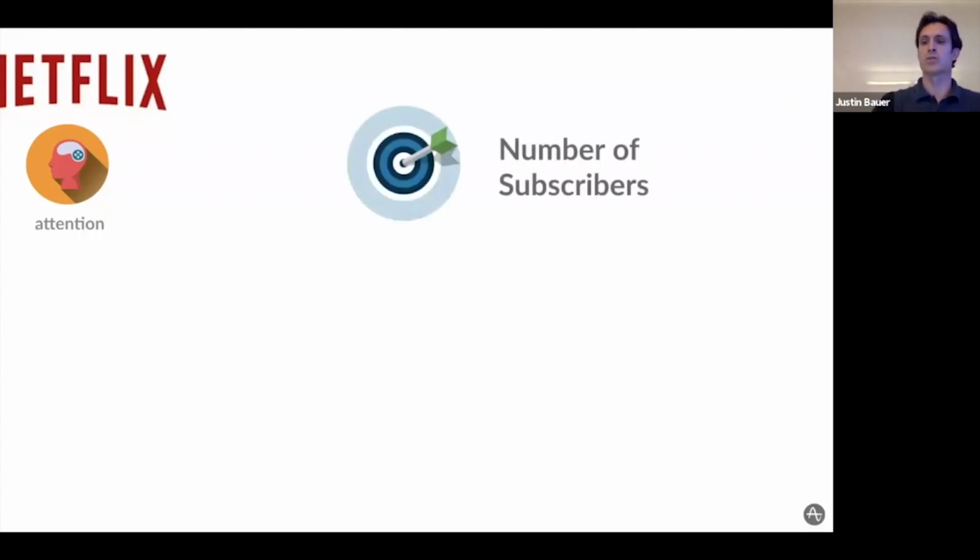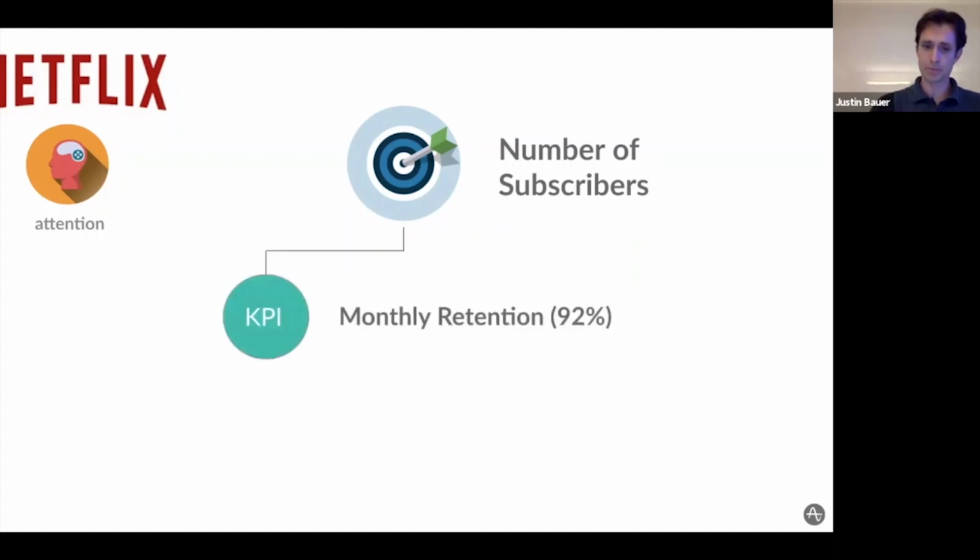Okay, so that's their North Star. But they didn't just stop there. They thought about what are the biggest drivers of that North Star. And one of the biggest drivers there was monthly retention. And at the time, they had a 92% monthly retention rate, which meant that 8% of their customers churned every single quarter. And they knew that if they're going to grow number of subscribers, they needed to improve the monthly retention rate. But they didn't just then go and tell PMs to go figure out how to drive that.